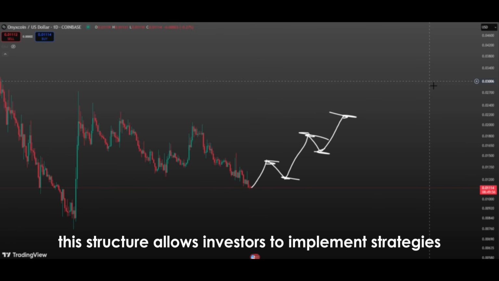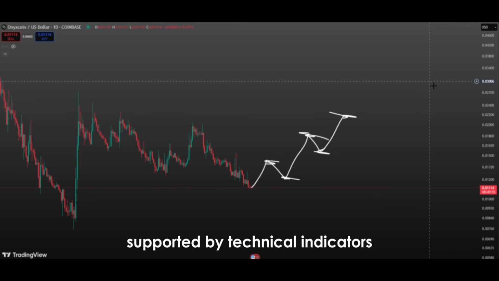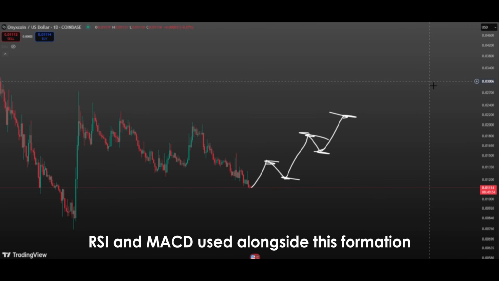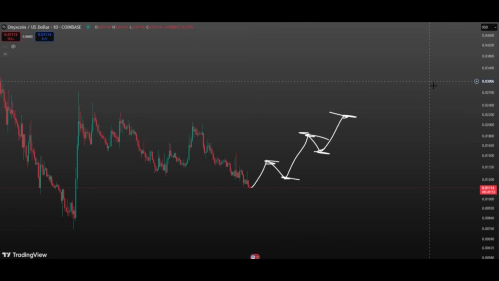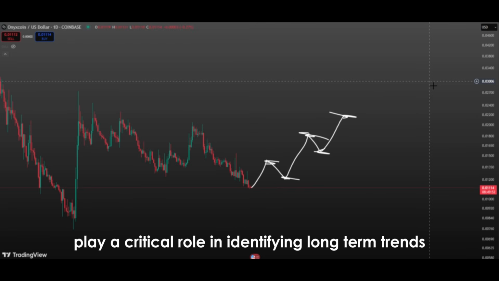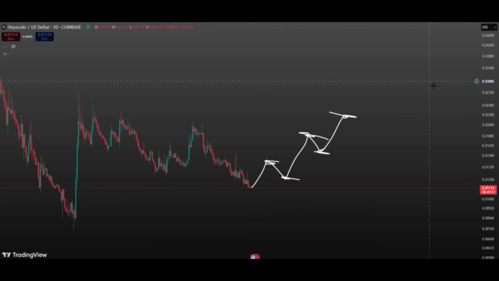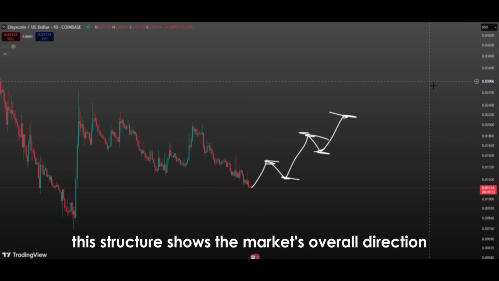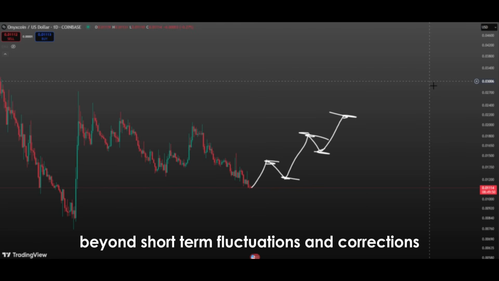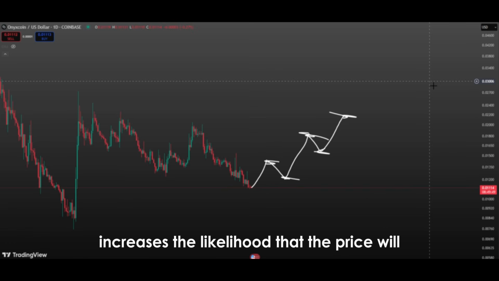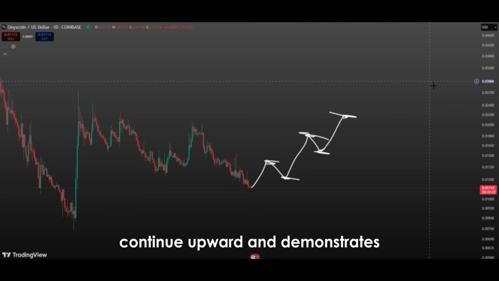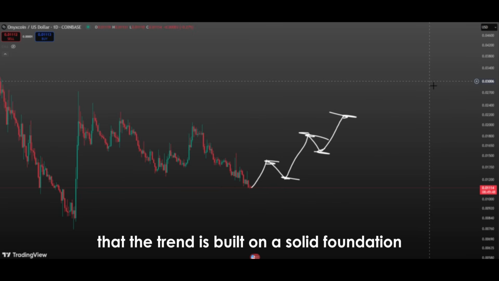This structure allows investors to implement strategies supported by technical indicators. For example, moving averages, RSI, and MACD used alongside this formation can clarify trend strength, helping investors make more informed decisions. Higher lows and higher highs play a critical role in identifying long-term trends. This structure shows the market's overall direction and investor behavior beyond short-term fluctuations and corrections. Each new low and high increases the likelihood that the price will continue upward and demonstrates that the trend is built on a solid foundation.